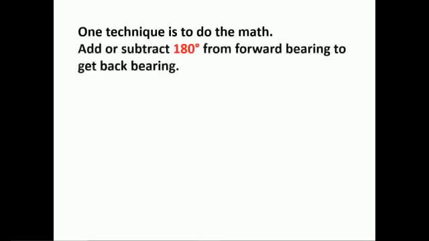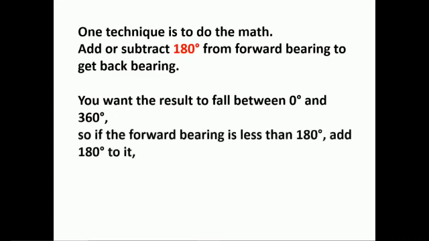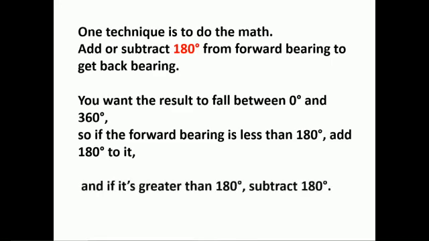Add or subtract 180 from the forward bearing to get the backward bearing. Your answer is always between 0 and 360. So if the forward bearing is less than 180, add 180. If it is greater than 180, you have to subtract 180. We will discuss these things more with examples. After the examples, you will feel it is easier.